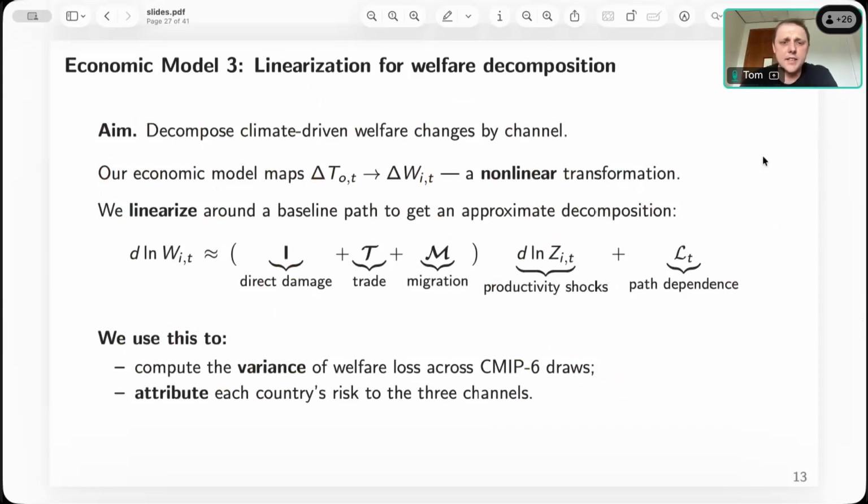Finally, and this is an analytic contribution of this paper, we develop a method to linearize this economic model into different components, so we can see the contribution of the different components of this model to changes in welfare. We use this linearization to compute the variance of welfare losses across CMIP draws and to attribute each country's risk to the three channels that we're interested in here: direct damages, trade, and migration.